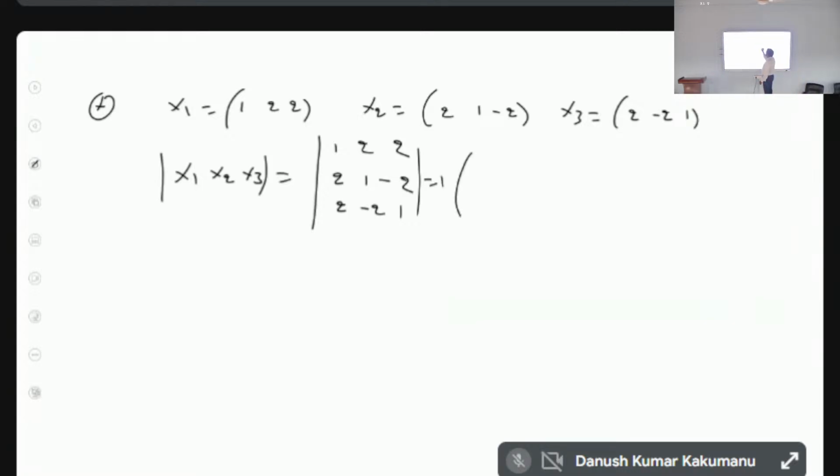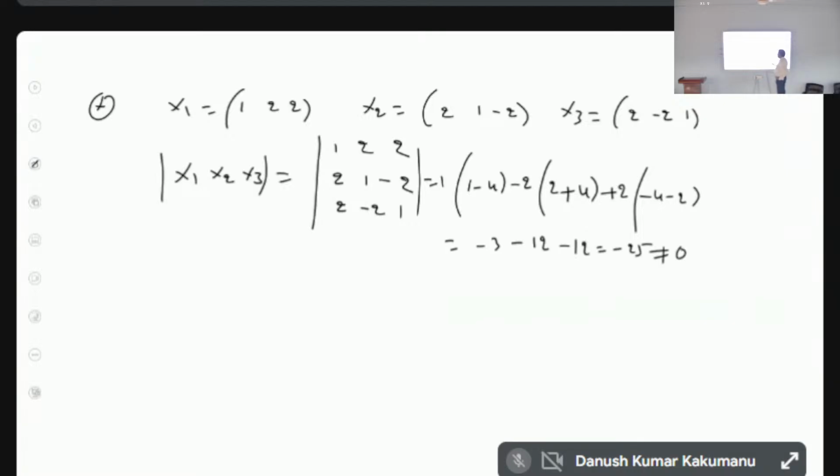1 into 1 minus 4, minus 2 into 2 plus 4, plus 2 into minus 4 minus 2. This is minus 3, minus 12, minus 12, minus 27, not equal to 0. Determinant not equal to 0. If the determinant is 0, what is the answer? Linearly dependent. Now what is its answer? All three vectors are linearly independent.